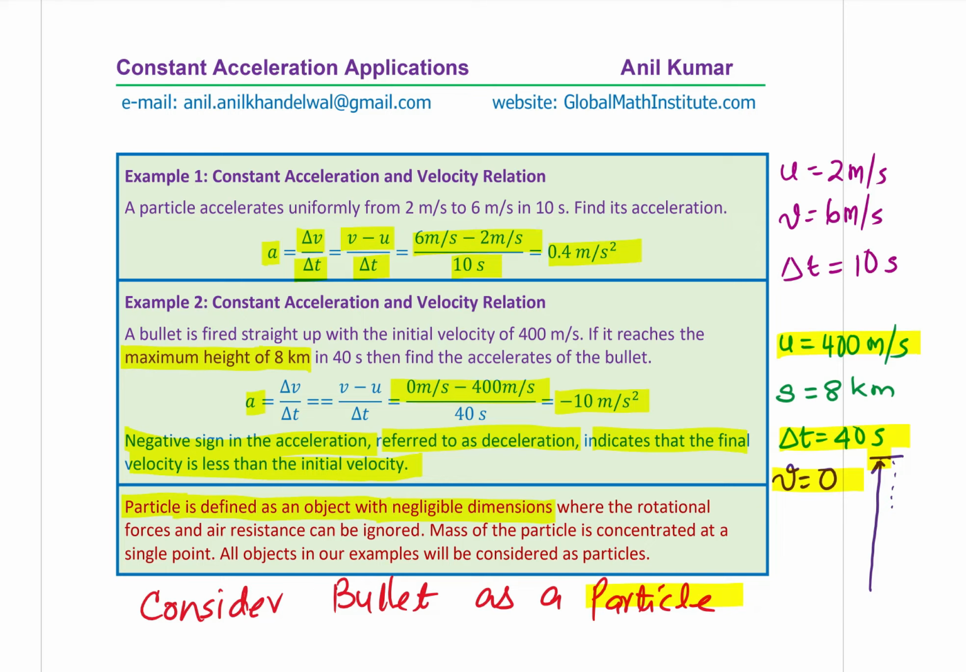So you know a bullet has weight, right? When you fire the bullet, there's a lot of heat produced, there's friction, there is air resistance, everything is there. But while we are solving these questions, we will assume that it has no dimensions, kind of, right? Negligible dimensions. So a particle is defined as an object with negligible dimensions where the rotational forces and air resistance can be ignored. Correct? That is very critical. So it's like throwing it in a vacuum. Okay, you understand? And the mass of the particle will be concentrated at a single point. That is an assumption. So these are our assumptions.